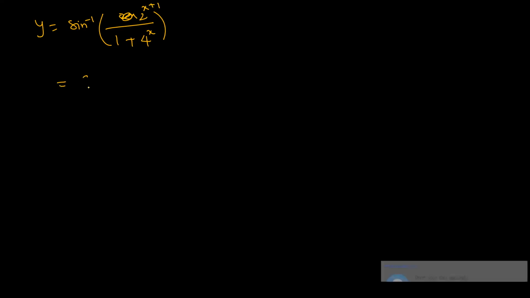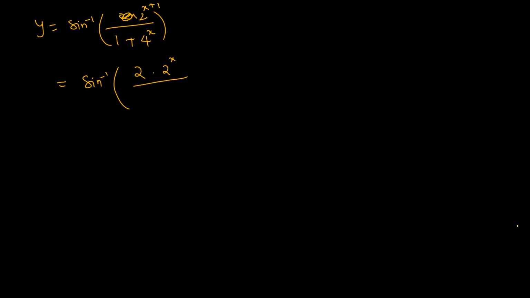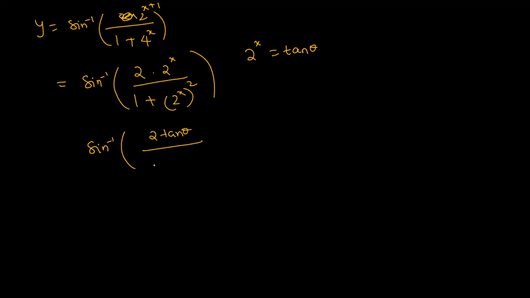So this is basically sine inverse of, can I write it as 2 into 2 power x divided by 1 plus (2 power x) the whole square? Can I do this? Correct. So 2 power x, I'll take it as tan theta. When I do this, I'll get sine inverse of 2 tan theta divided by 1 plus tan square theta. So what will be the answer? This will be sine inverse of sine 2 theta, which will be 2 theta. And 2 times theta is 2 tan inverse of 2 power x.